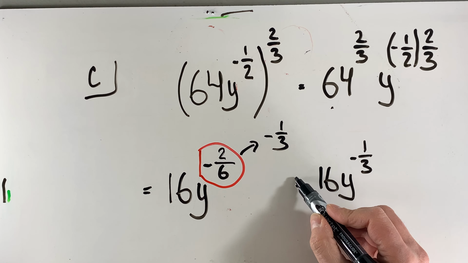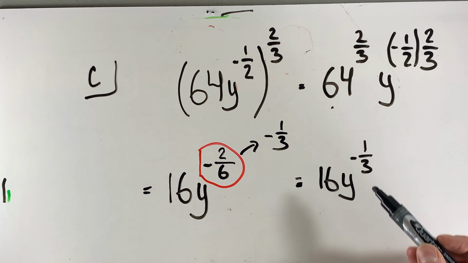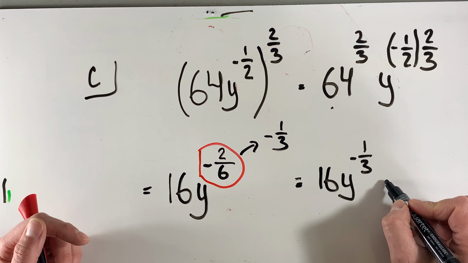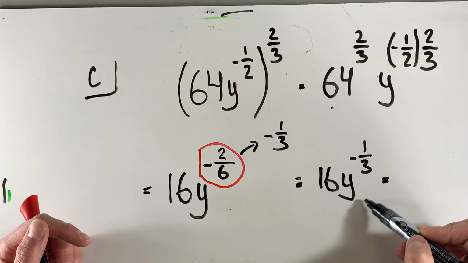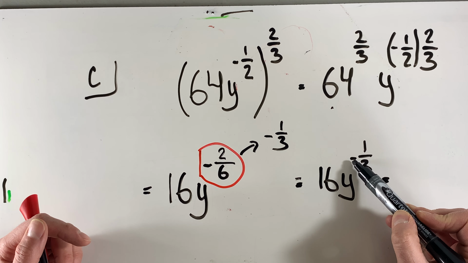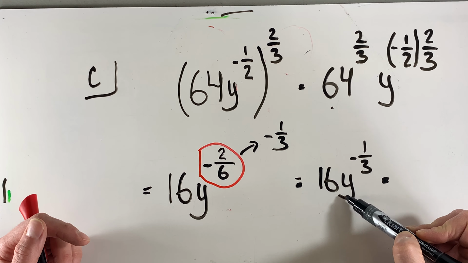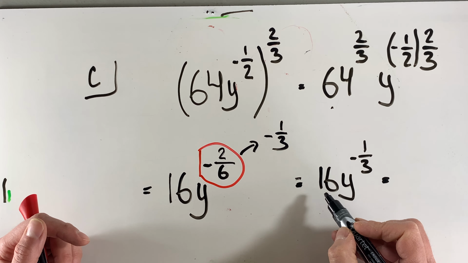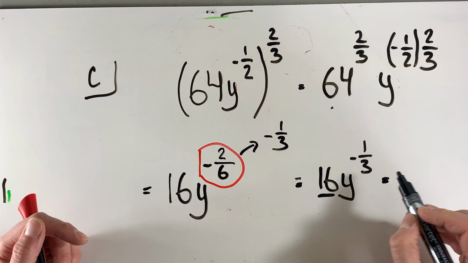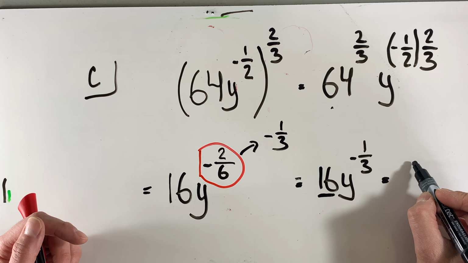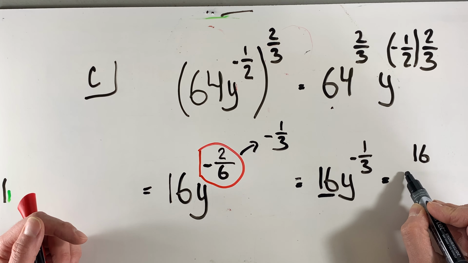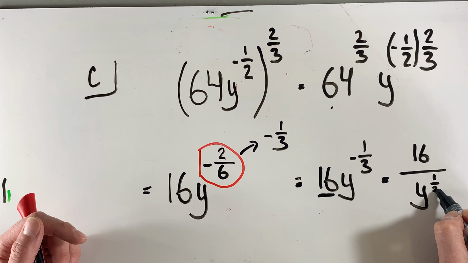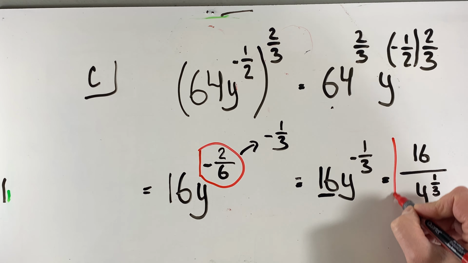And then finally, we're going to apply the negative exponent law to get rid of the negative sign in the exponent. So remember how that works. We drop the negative sign of the exponent and move the remaining power into the denominator, across the division line. The 16 is a coefficient. It stays where it is, which means it's going to be in the numerator. So we're left with 16 over y to the power of 1/3. And that's our answer.